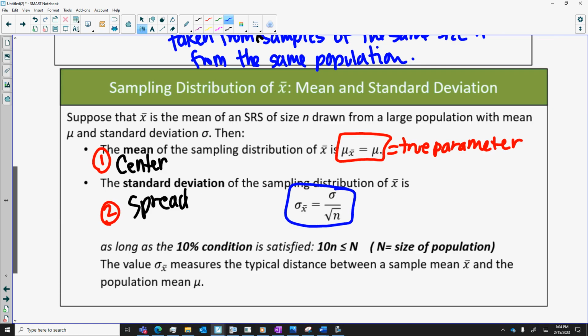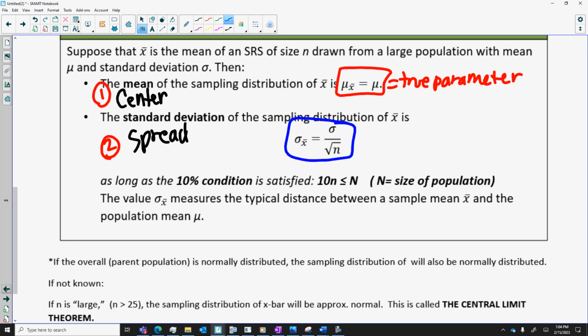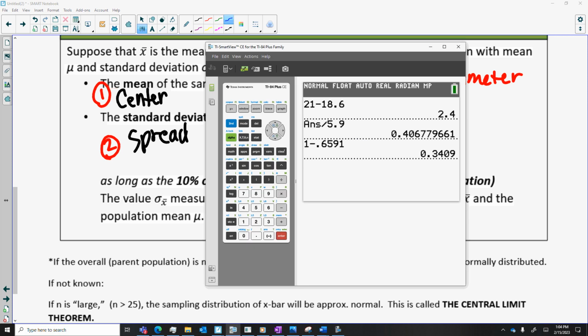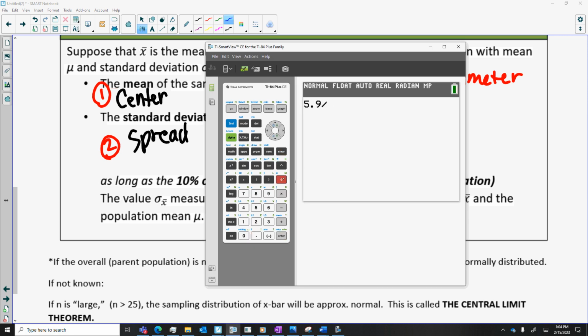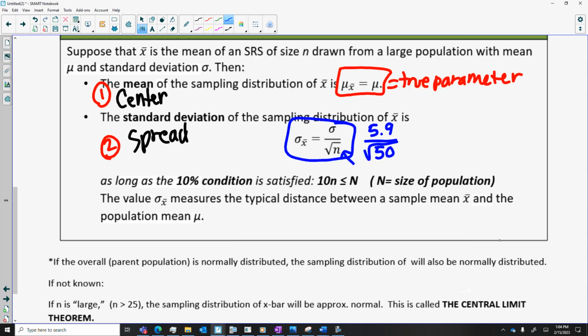So if you look down here, since n is going to be in the denominator, if I take that 5.9 and I divide by the square root of 50, which is the sample size, is that standard deviation going to go up or down? I'm hoping that you're going to say the standard deviation is going to go down. So if you do 5.9 divided by the square root of 50, you're going to get 0.834. It's way smaller standard deviation. The overall population standard deviation was 5.9.